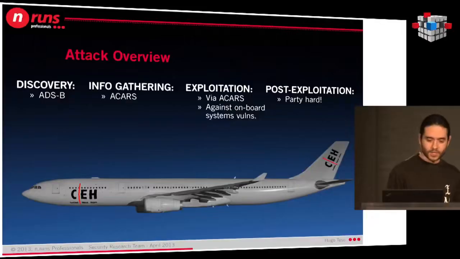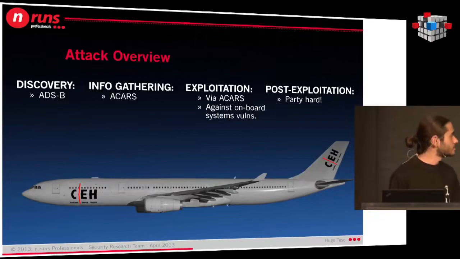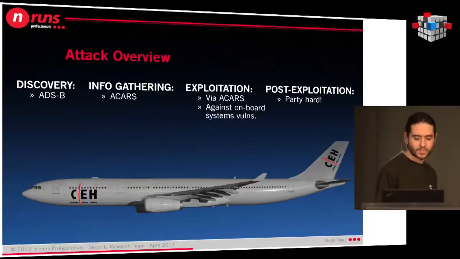The attack overview for today is organized into the common phases of an attack, which are discovery, information gathering, exploitation, and post-exploitation. For discovery, we will use a well-known protocol called ADS-B. For information gathering on the targets, we will use ACARS. And for exploitation, we will use ACARS to reach the airplane and exploit onboard system vulnerabilities. After that, we'll see the post-exploitation options we can have.